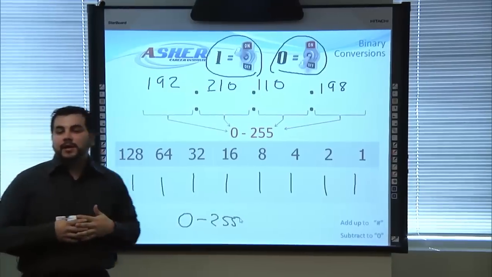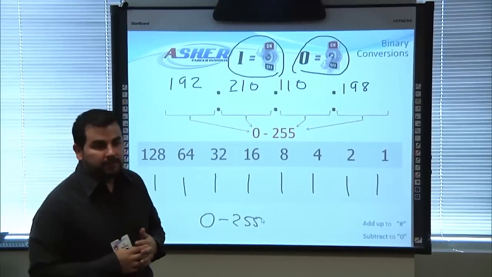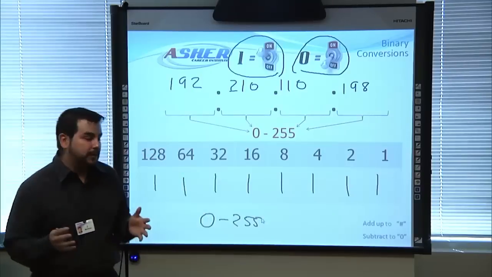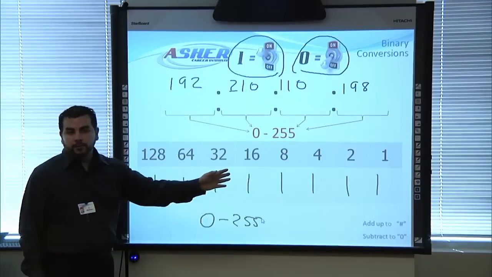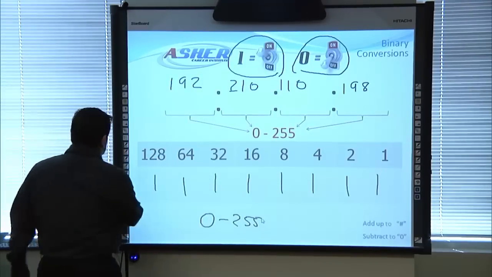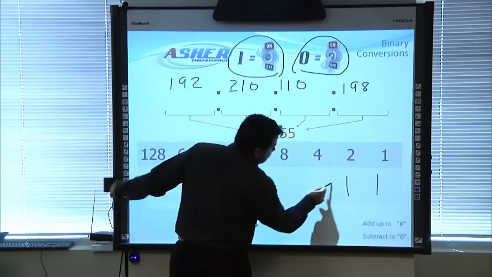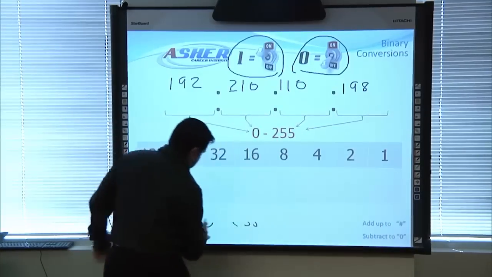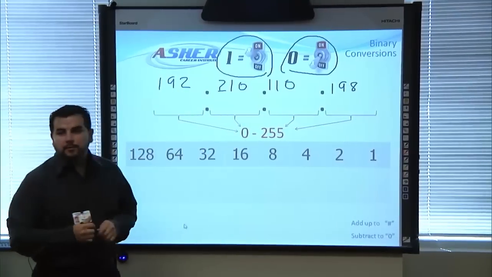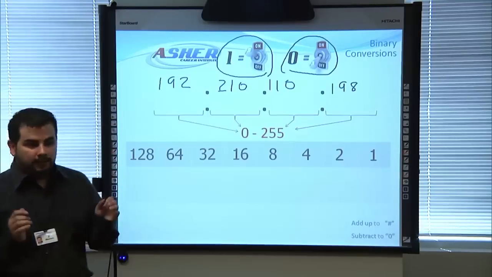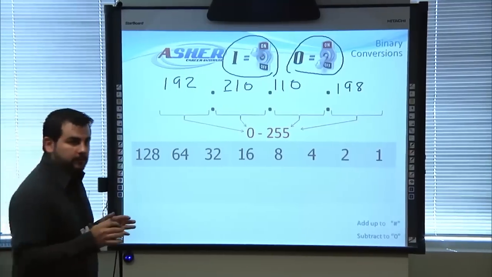And this is the reason we cannot go beyond 255. 255 is the maximum we can get because we only have these numbers to work with. Okay? All right. So, any questions on using this chart? We know pretty much how it works. You just add up the numbers that have a 1, and that equals your decimal number, correct?